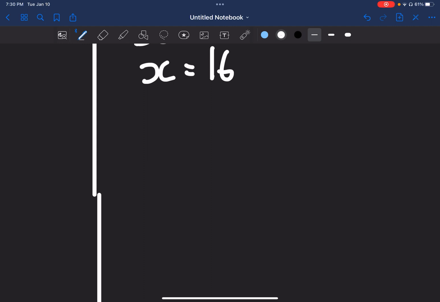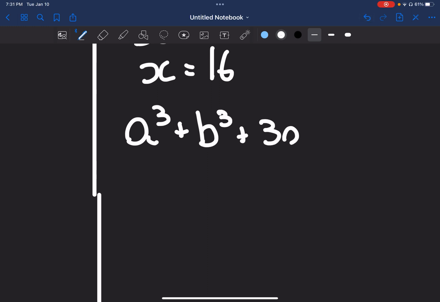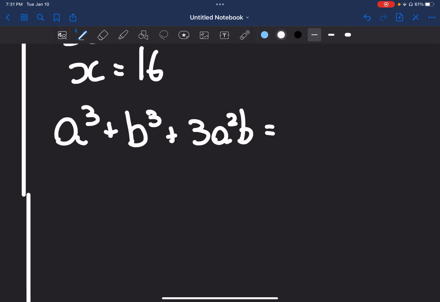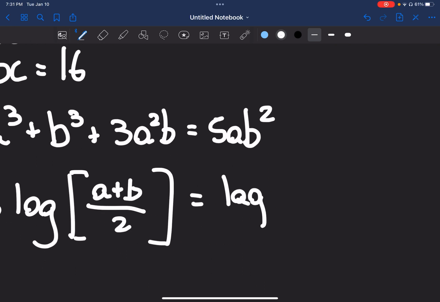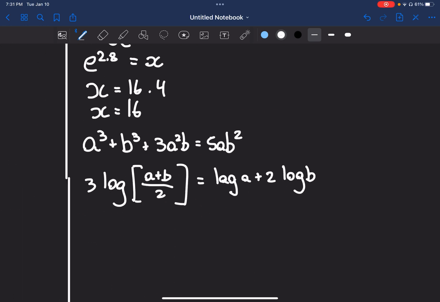Now, let me do another one that I know a lot of my comrades at school were having, I wouldn't say an issue, but it was definitely not something that you see every day, at least. So let's say that we have a cubed plus b cubed plus 3a squared b, and that's equal to 5ab squared. And we want to show that 3 log base a plus b over 2 is equal to log a plus 2 log b.